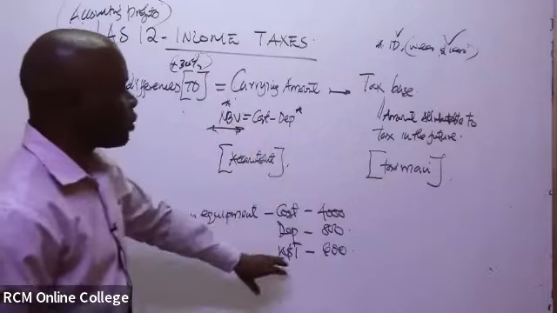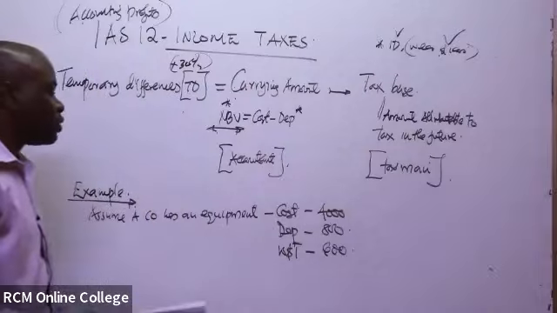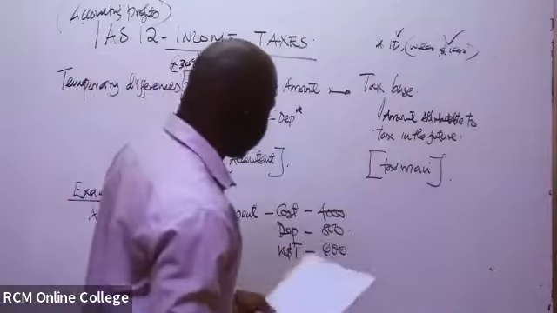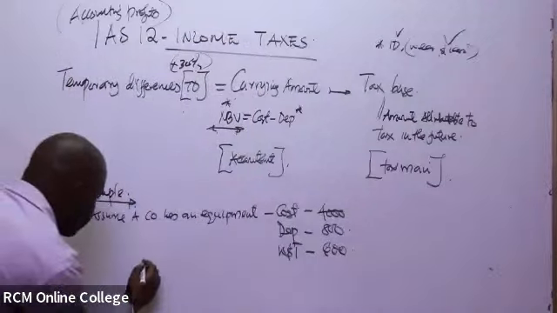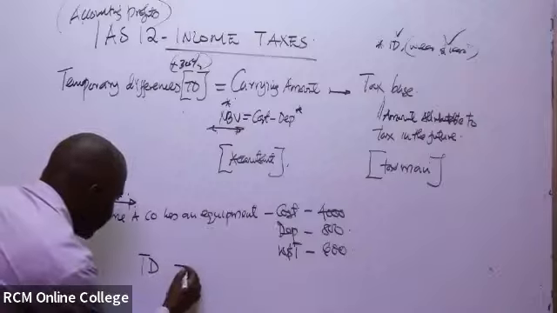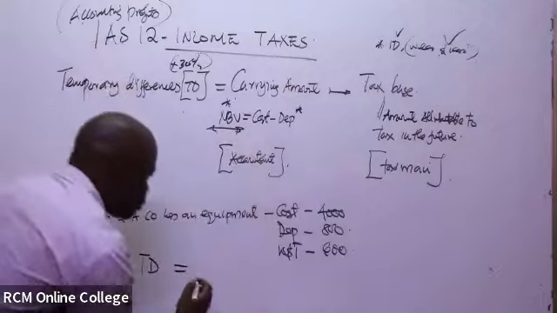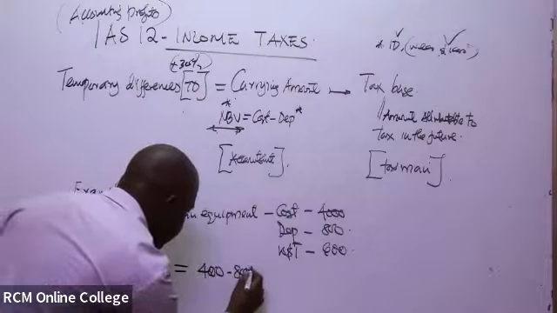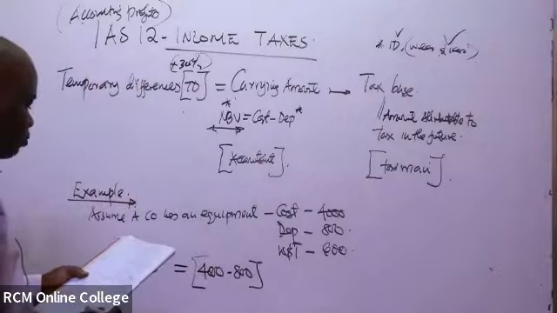And of course, in this case, the taxman has to think about what is actually supposed to be taxed. So if you use this simple example to get the temporary difference, our temporary difference (TD) will likely be equal to the carrying amount, the NBV. So you take 4,000 minus 800, and you get the net book value.